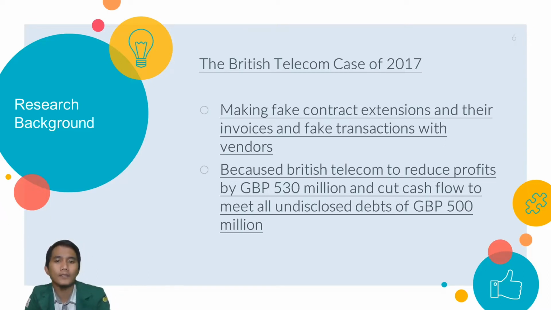an international example case is the company British Telecom, which made fake contract extensions, invoices, and fake transactions with vendors. British Telecom reduced profits by GBP 530 million and cut cash flow to meet undisclosed debts of GBP 500 million.